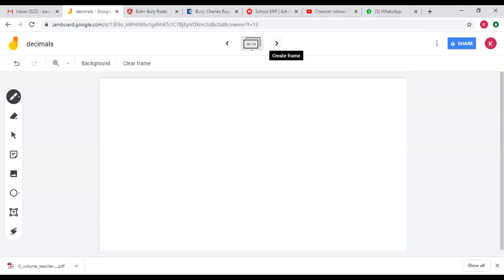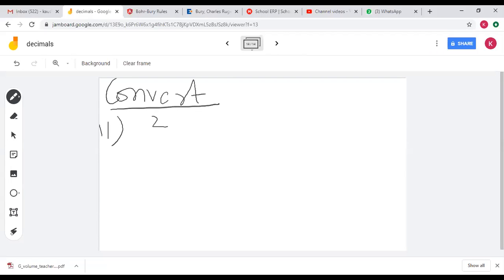So now we will talk about how to convert fractions into decimal. Okay. Now we know that 2 upon 10 in decimal form is 0.2. Yes. Number 2, 35 upon 100. In decimal form, it can be written as 0.35. Yes. Come on, let's do.